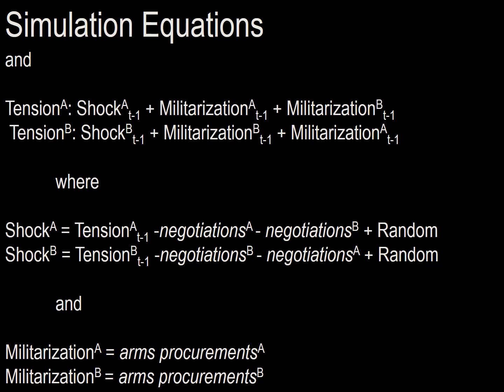You have as well tension, which is equal to the shock at T minus 1 plus militarization of A at T minus 1 and militarization of the other at T minus 1. Player B's tensions are symmetrical values, where shock is equal to the tension of A at T minus 1 minus negotiations of A minus negotiations of B plus a random variable. And shock B is symmetrical. And then you have militarization A and B, which are equal to the arms procurements of that side.